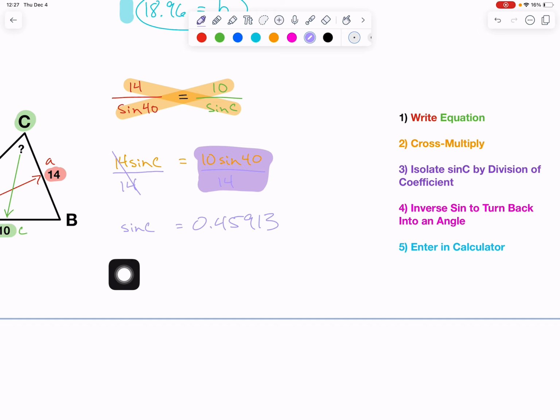All right, so we know that sine C is equal to 0.45913, but we need to convert this number into the angle measurement, and in order to do so, we need to take the inverse sine. So let's go ahead and do sine inverse here.